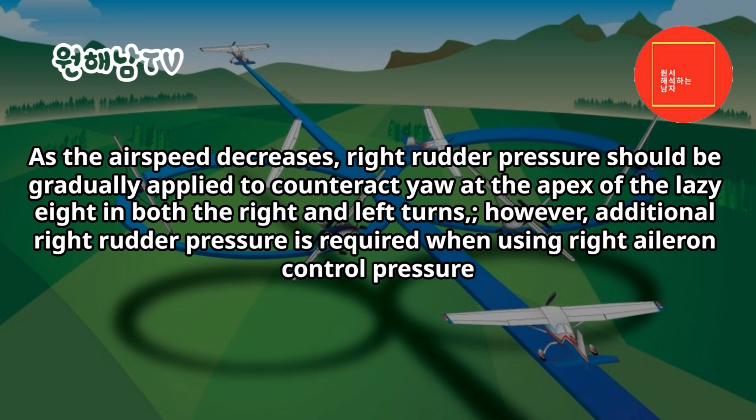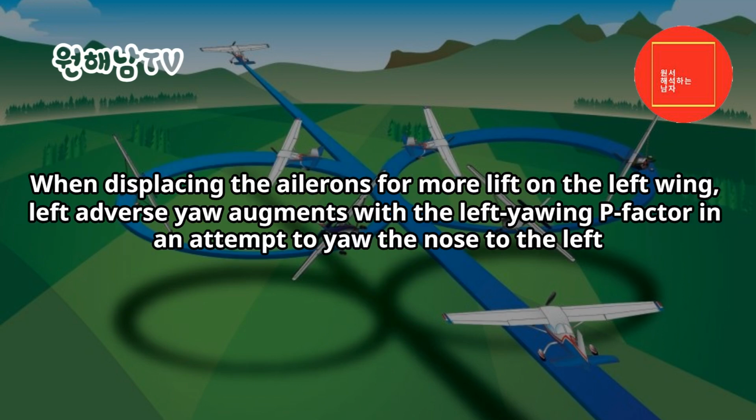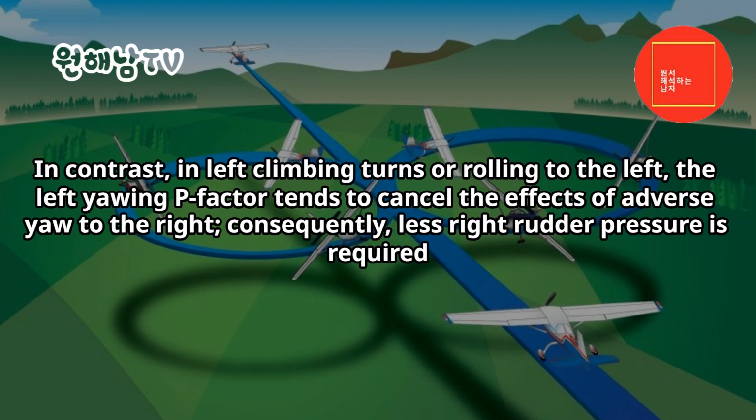However, additional right rudder pressure is required when using right aileron control pressure. When displacing the ailerons for more lift on the left wing, left adverse yaw augments with the left yawing P-factor in an attempt to yaw the nose to the left. In contrast, in left climbing turns or rolling to the left, the left yawing P-factor tends to cancel the effects of adverse yaw to the right. Consequently, less right rudder pressure is required.